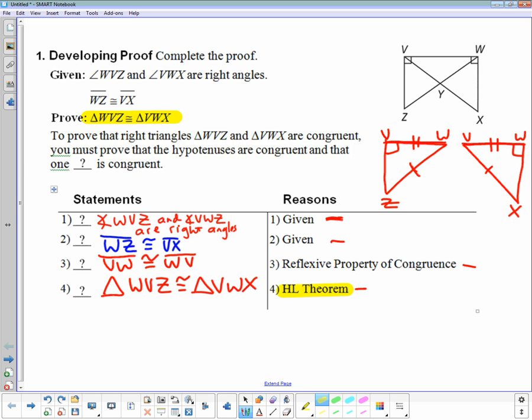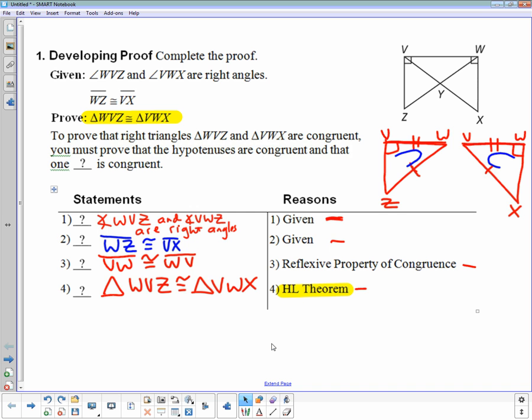Okay. Hypotenuse leg is when you have angle side side. You can see I have angle side side, angle side side. But it's a right angle, and that's the one time that it works, and that's HL. Okay? All right. Questions on this one?